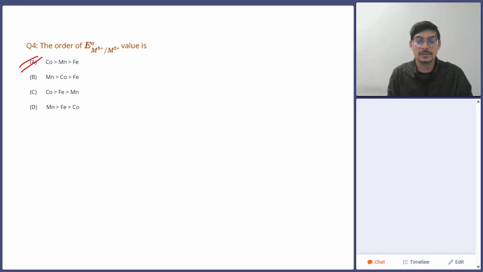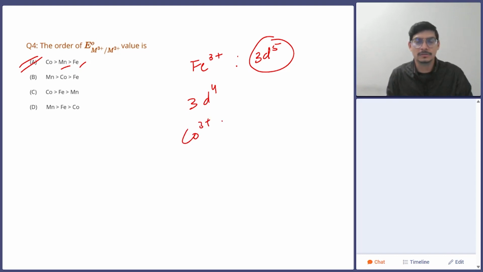We can say that Mn would have the least magnitude, because Fe3+ is relatively stable because of the 3d5 configuration, half filled. So for iron, it should be more feasible to exist in the form of Fe3+. Now Mn2+ is forming 3d5, Mn3+ is forming 3d4, and cobalt 3+ is forming 3d6. So of course it would be more difficult for cobalt to form Co3+ compared to manganese.